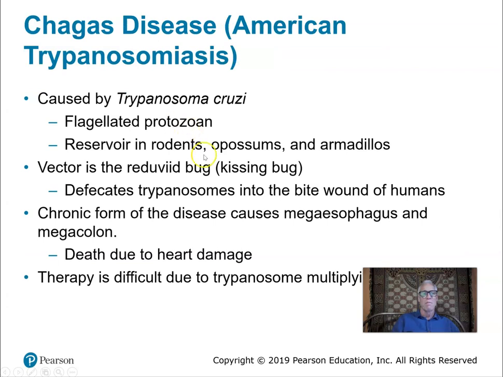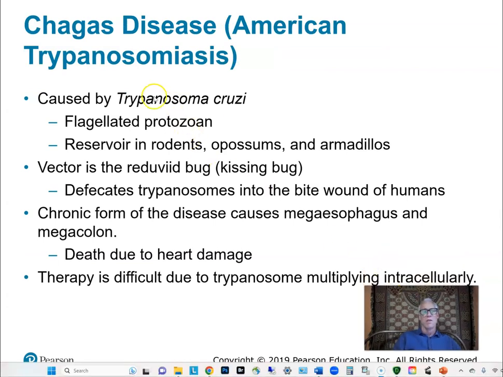A little summary table. Chagas disease is called American trypanosomiasis. Trypanosomes are flagellated protozoans with a reservoir in rodents, possums, and armadillos, and it's transmitted to humans by the kissing bug or the reduviid bug, and they bite on the face oftentimes, and then that causes the person to smack at them or wipe them away, and in so doing they sweep the feces from the bug right into the bite wound, and that inoculates the person with the trypanosome cysts.